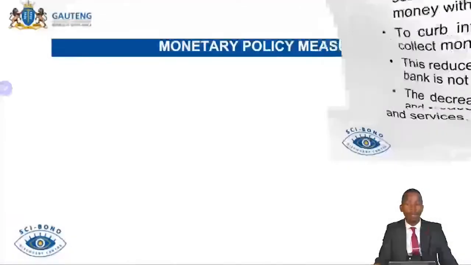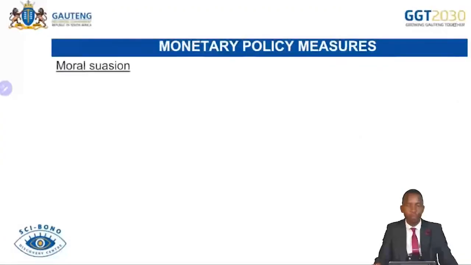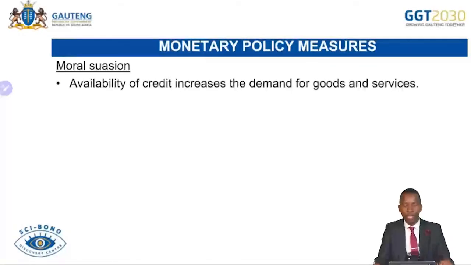And then we talk about moral persuasion or moral suasion. So availability of credit increases demand for goods.